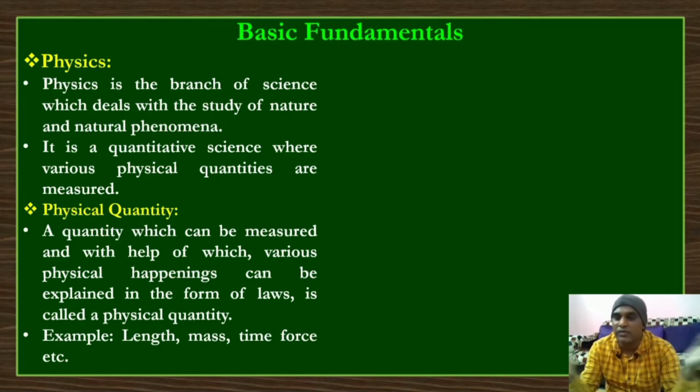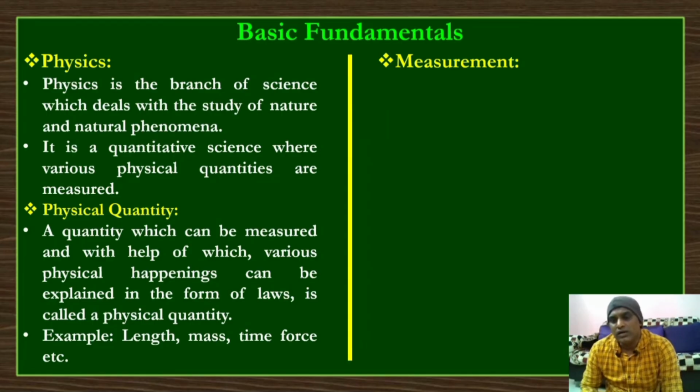A house cannot be a physical quantity, but its length, its height and width, whatever you can measure, and in terms of that we can describe the house also. Whatever it may be, we can express it in terms of some quantities, and those quantities are called physical quantities. They have certain units also. These physical quantities should be measurable.